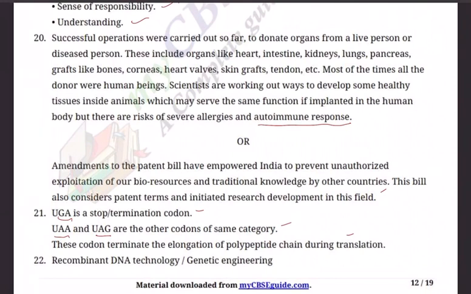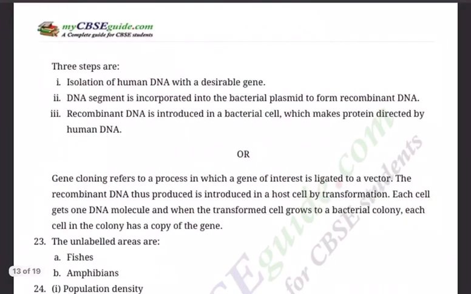Question number 22. Name the particular technique whose steps are shown in the following figure. Use the figure to summarize the technique in 3 steps. Of course, it is by seeing the picture only that we understand it is rDNA technology or genetic engineering, recombinant DNA technology. The 3 steps are: step number 1 is isolation of human DNA with the gene of interest or desirable gene.